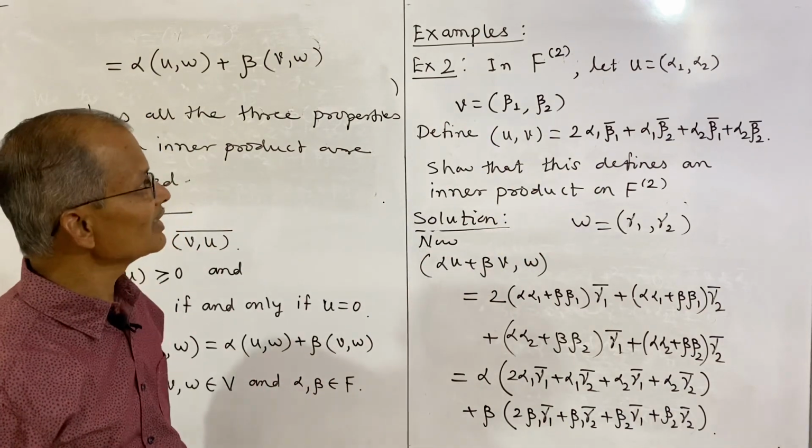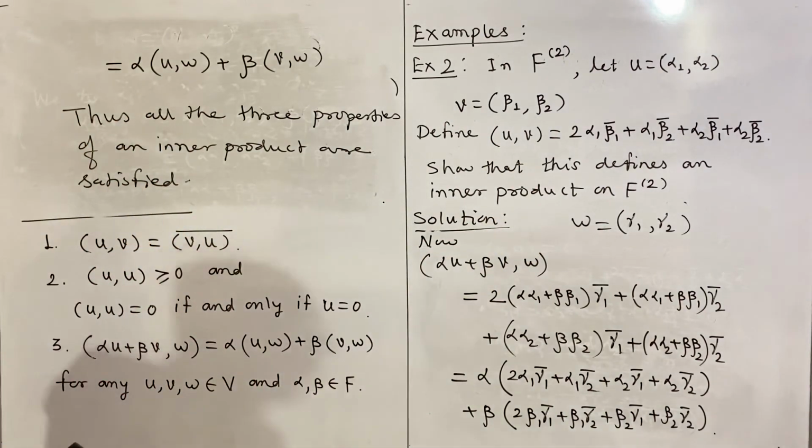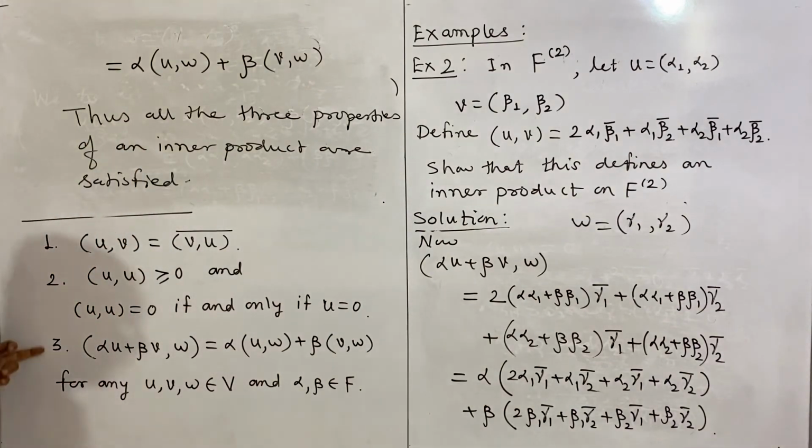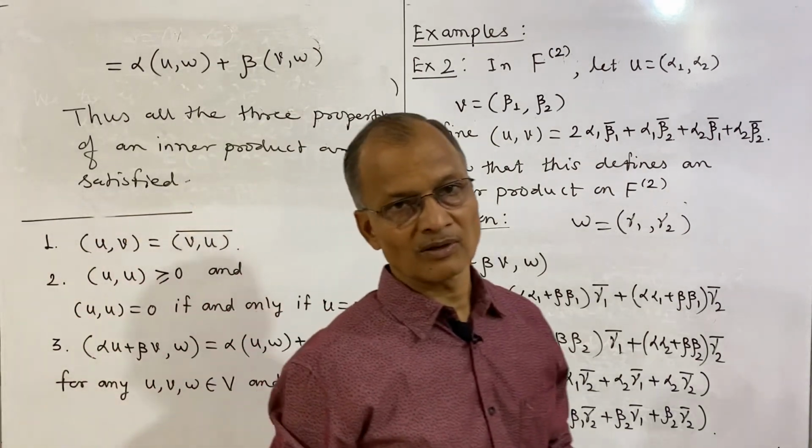So thus we have seen two examples of inner product. We have defined inner product, and what we have to remember is these three properties. Verification of these three properties proves that the defined product is an inner product and the space becomes an inner product space. The remaining part we will continue in our next lecture.